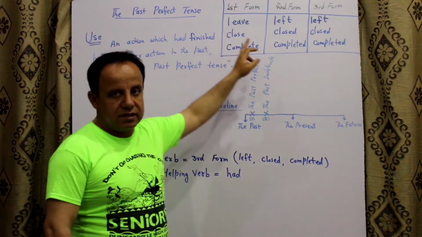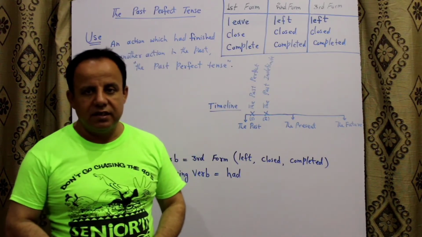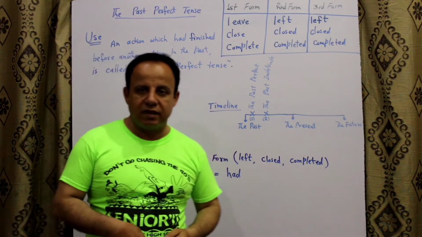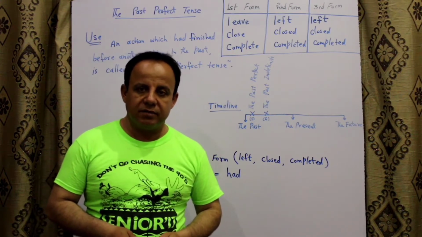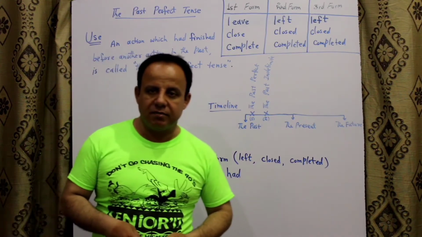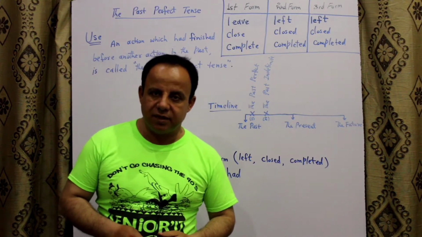The first verb is leave, second form is left, and third form is left. Next verb is close, second form is closed, and third form is closed. The last verb is complete, second form is completed, and third form is completed.